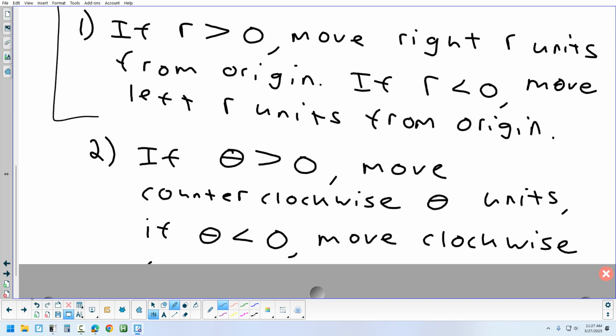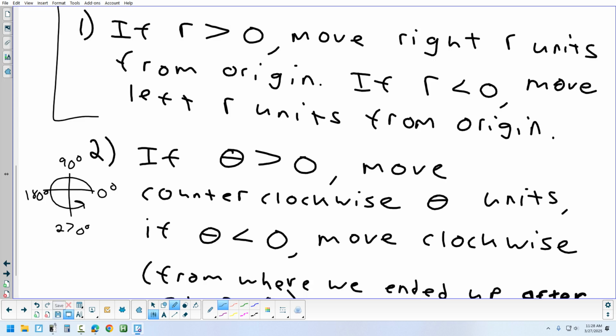If your angle is positive, that is a counterclockwise rotation. That's exactly how we've been doing it all year. As you go in a counterclockwise direction, the angles get bigger. They get more positive. If you go in a clockwise direction, that's the direction you would go when you have a negative angle.